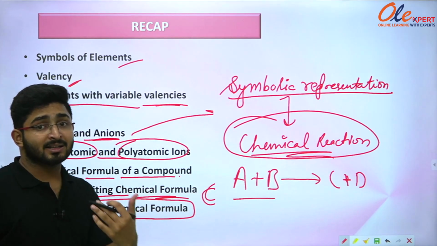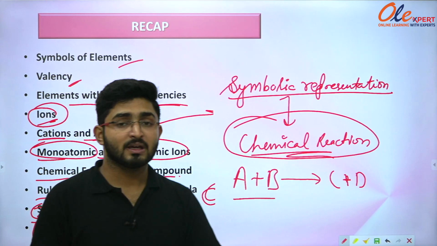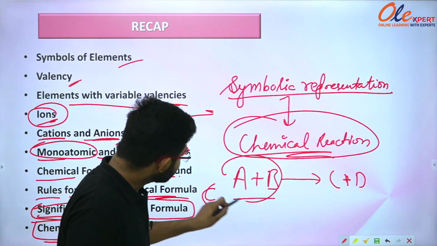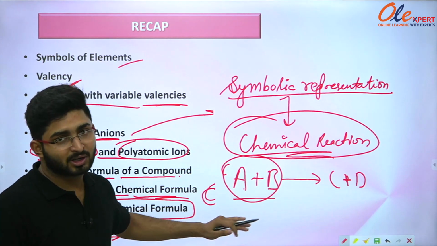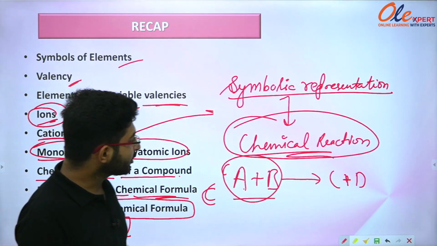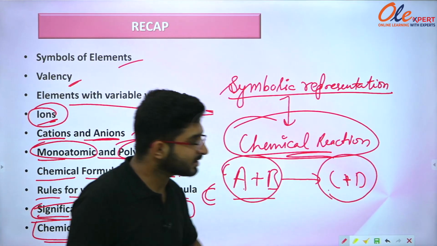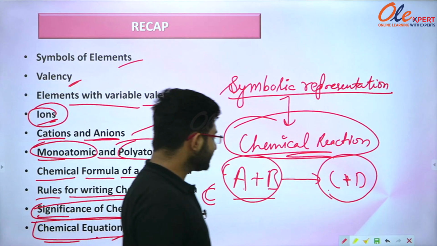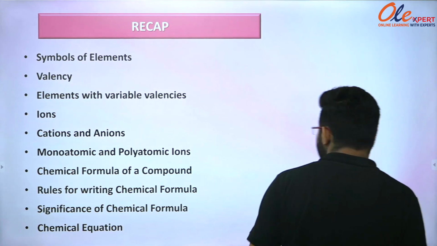Now the other terminology that we have discussed was reactants and products. What are reactants? The substances that are undergoing the reaction are known as reactants, and the products are those substances that are produced after the chemical reaction. So these were the topics that we have discussed so far.